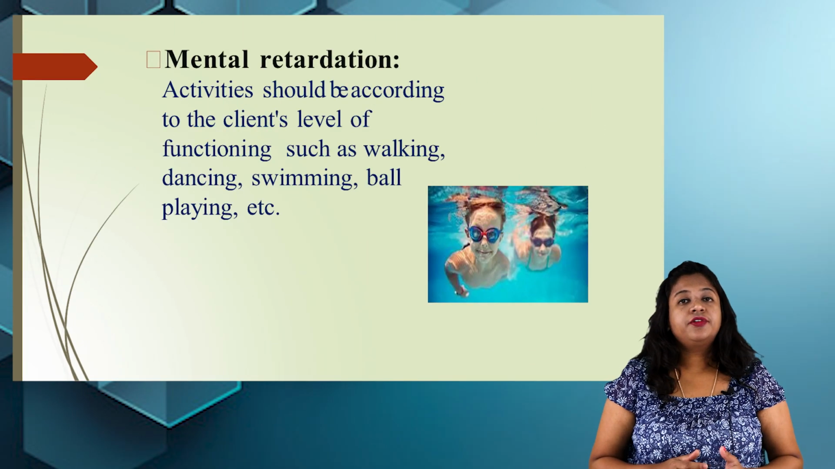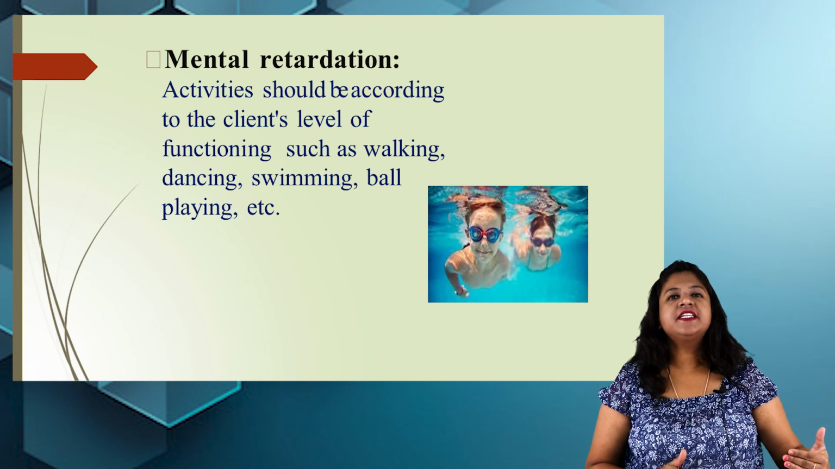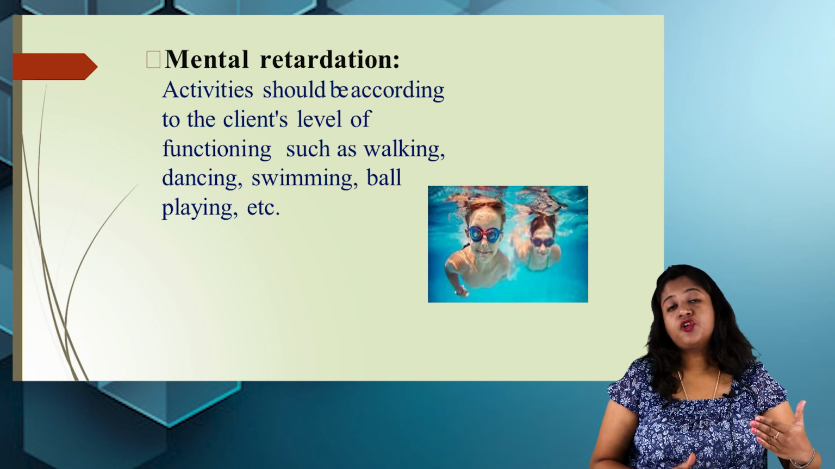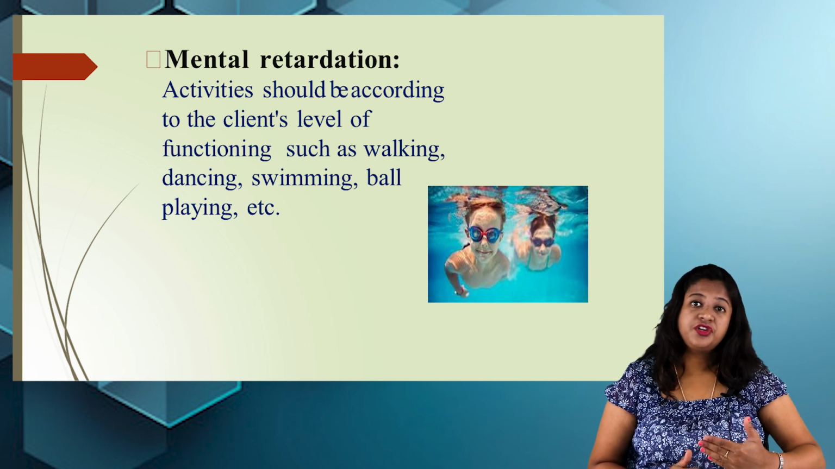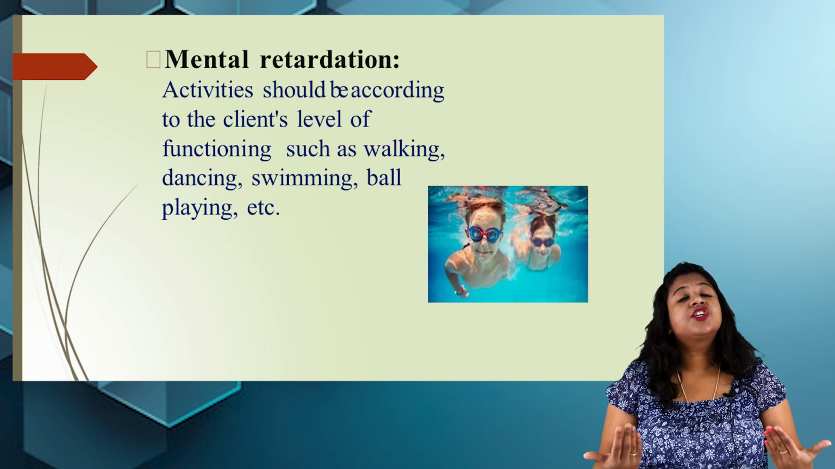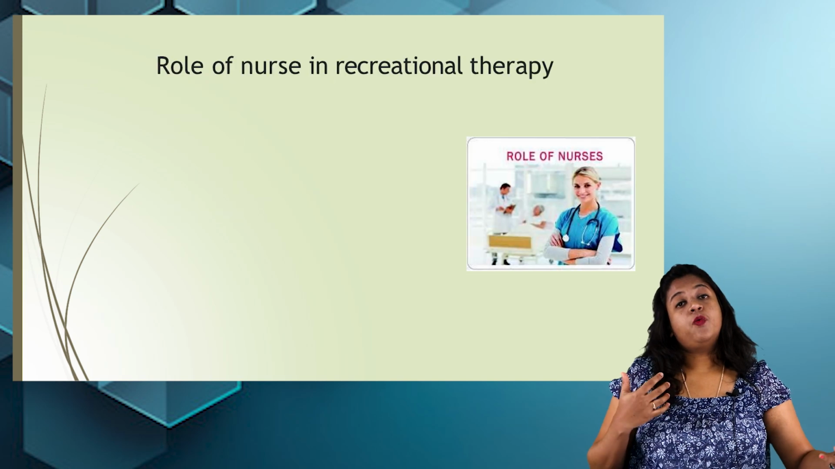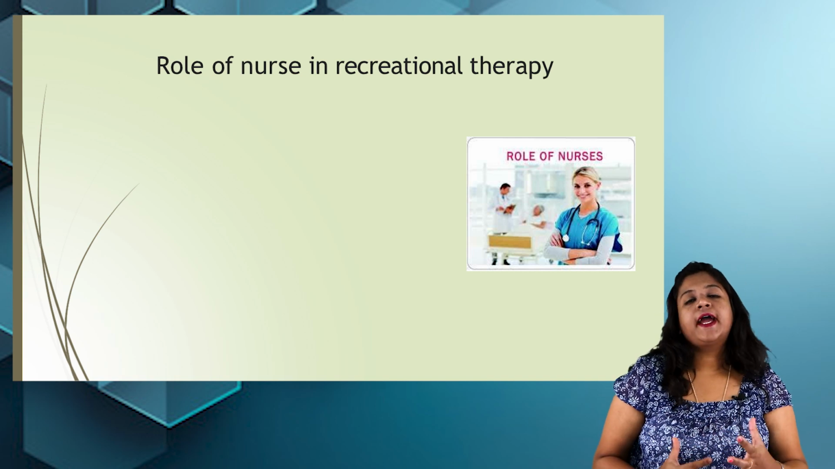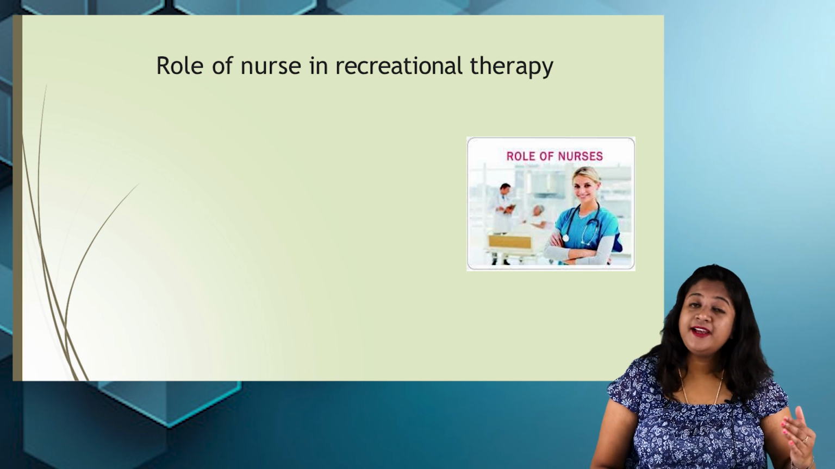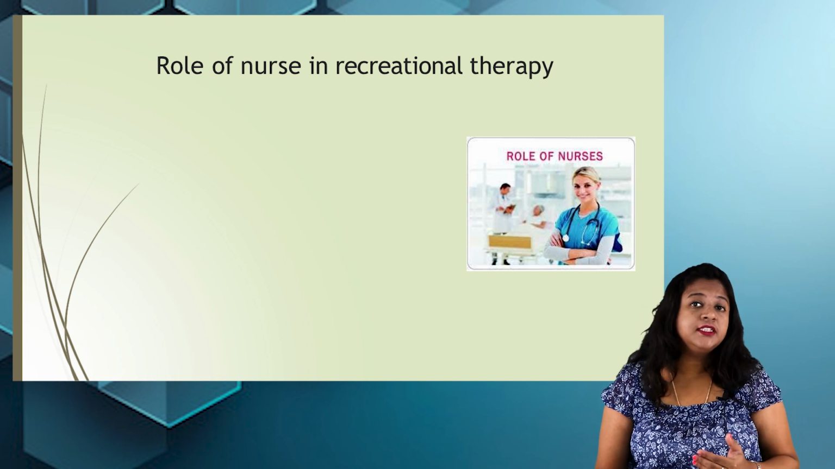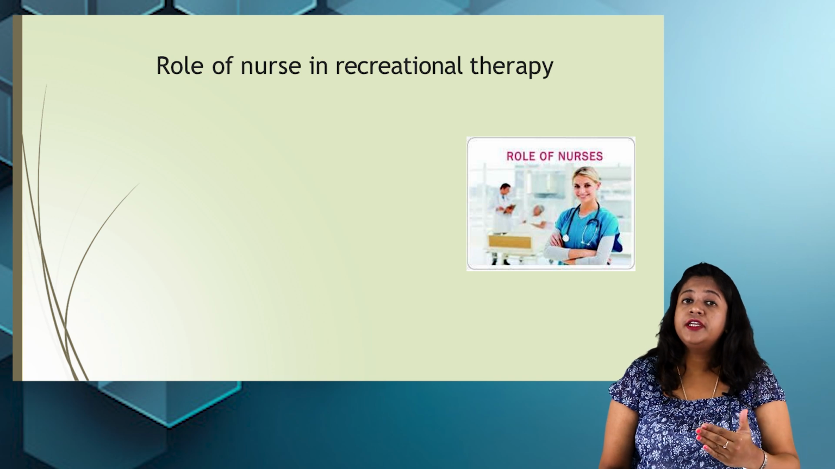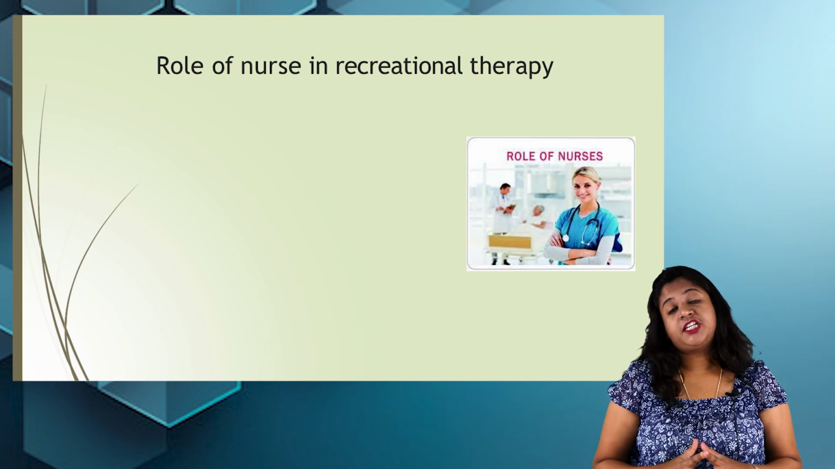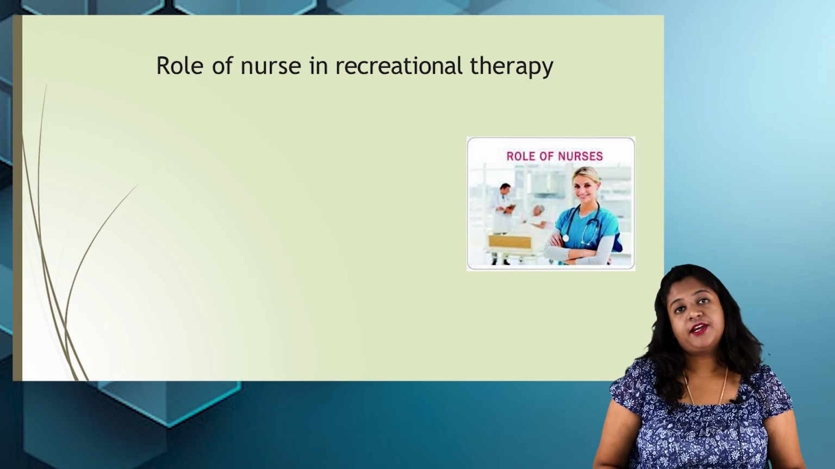The next disorder is mental retardation. Again, it's a disability, so based on the level of disability and the type of mental retardation, you're going to plan the recreational activities. It can be walking, dancing, swimming, playing a ball. Such kind of activities we can plan for a child with mental retardation, based on the type or level of the retardation. So this is about the various activities that we can plan for various psychiatric disorders.